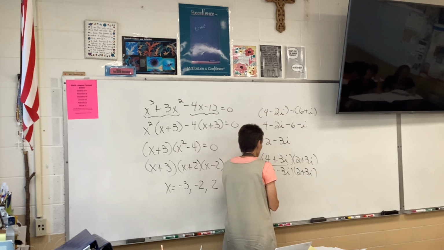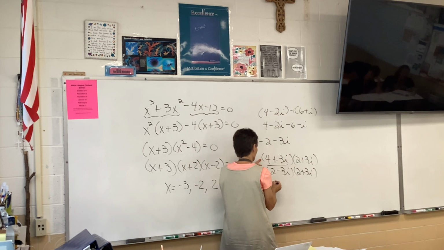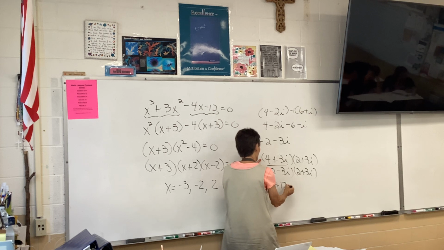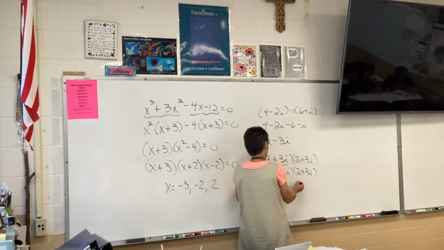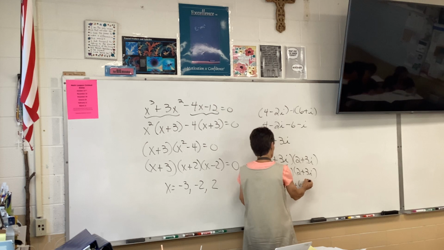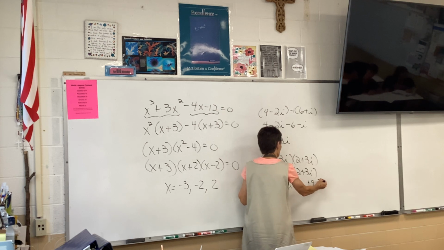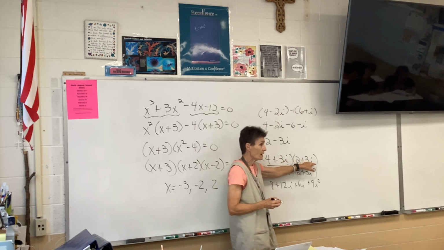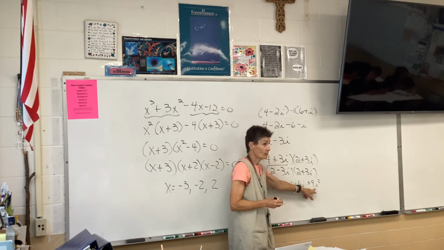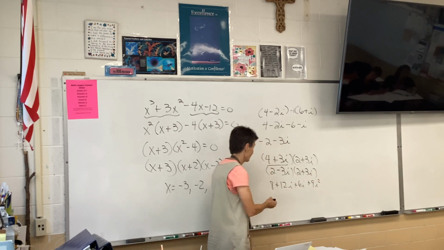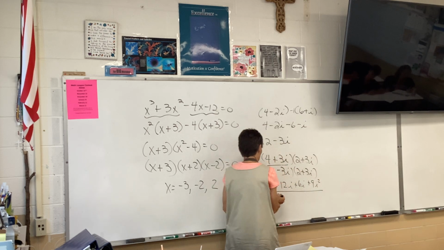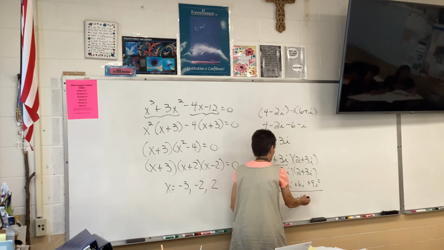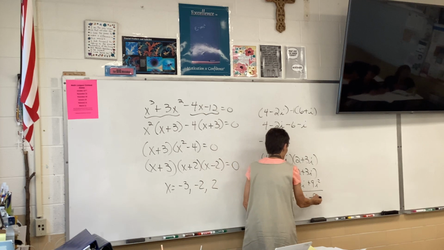So, on the top, first, outside, inside, last. And remember, when you times a 3i times a 3i, you're going to get 9i squared. Just like you do with x's. And on the bottom: first, outside, inside, last.